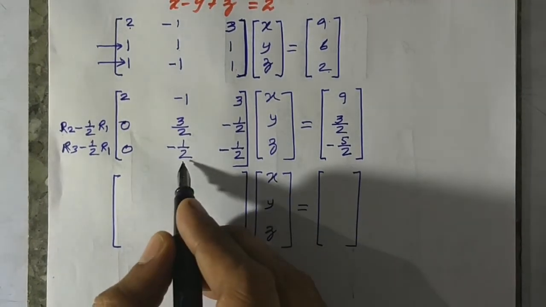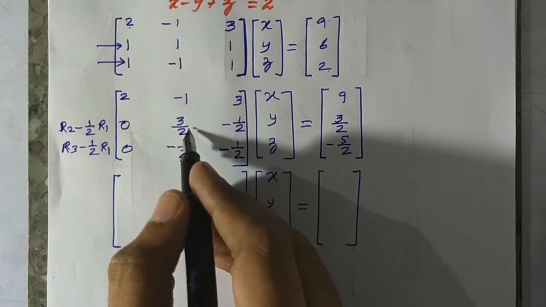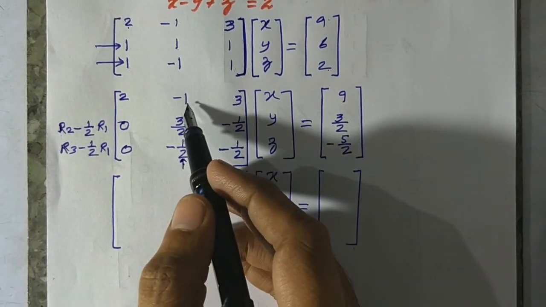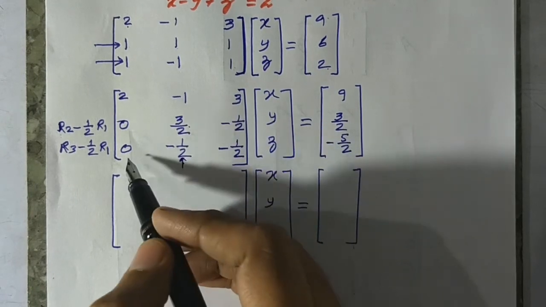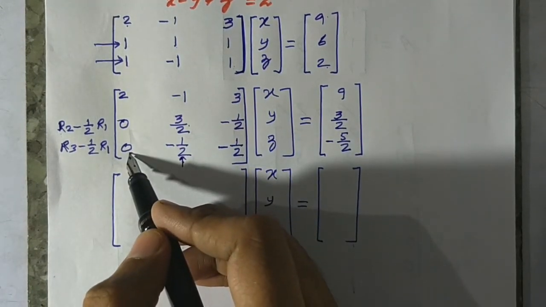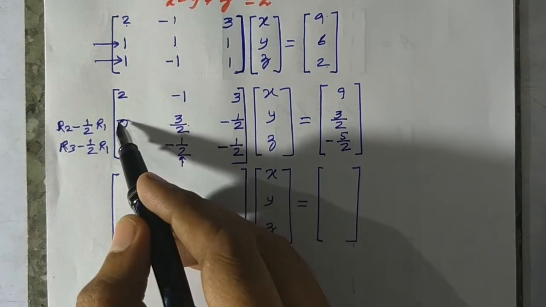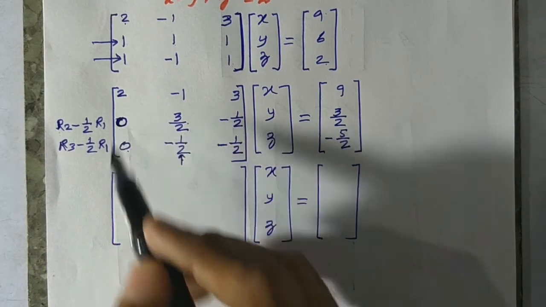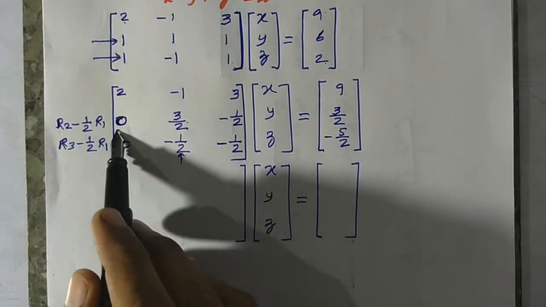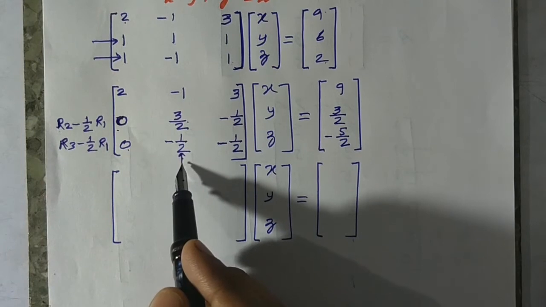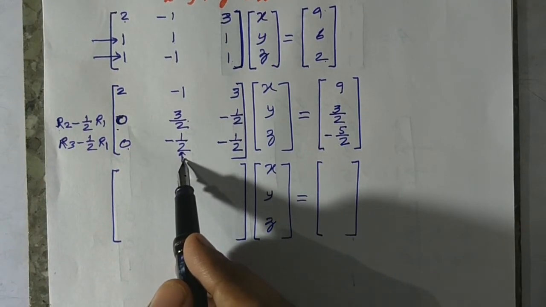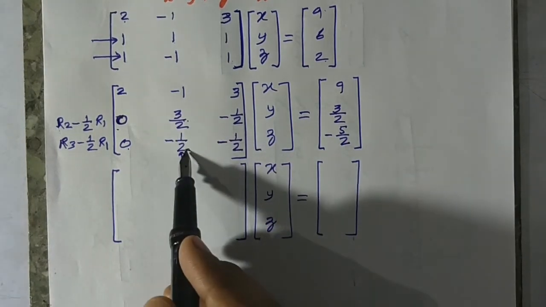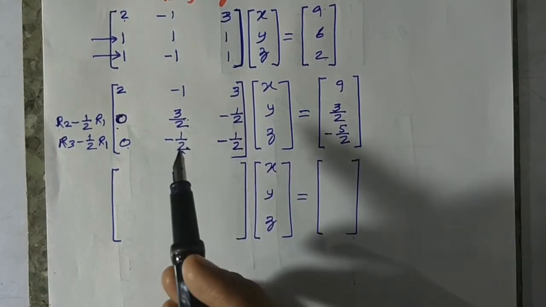Now in this step we have to make this element 0 with the help of R2. We can't use R1 as the operator, because if we use R1 as the operator, this 0 will be disturbed, and in this method no 0 should be disturbed. So we have to use R2 as the operator to make this element 0. So simply 1/3 of this element should be added to this, then we get 0 over here.